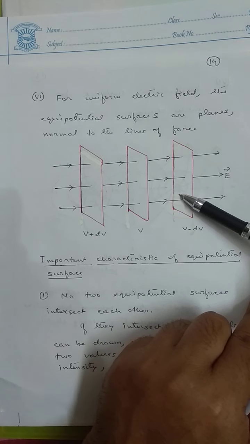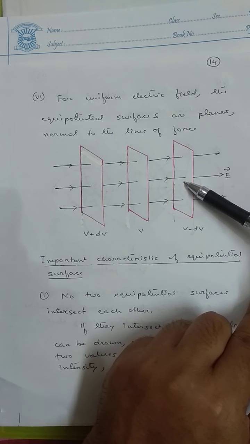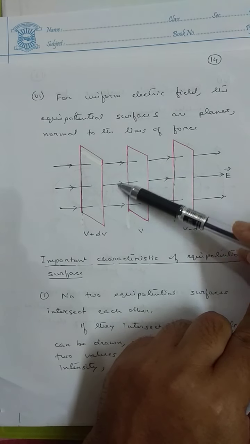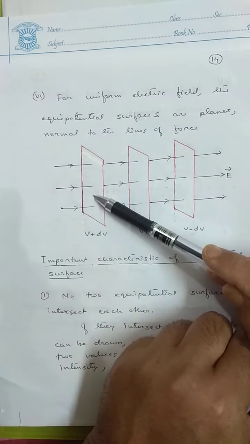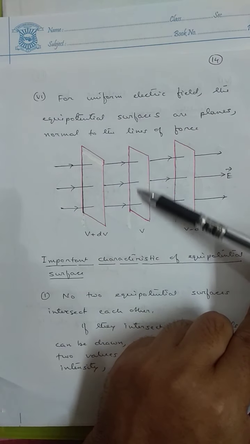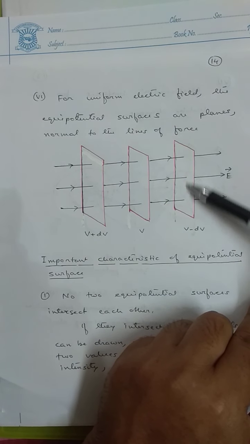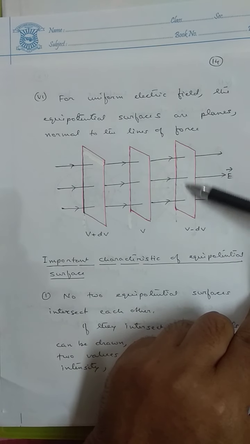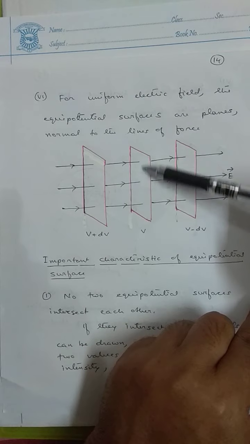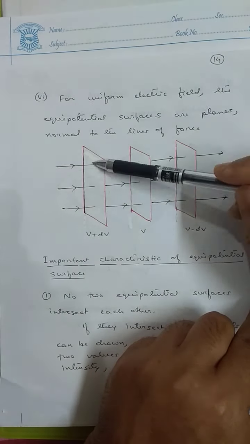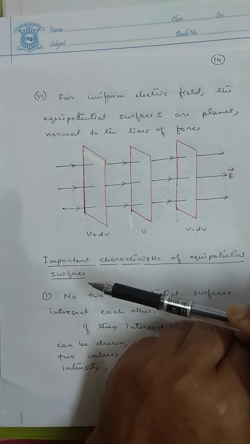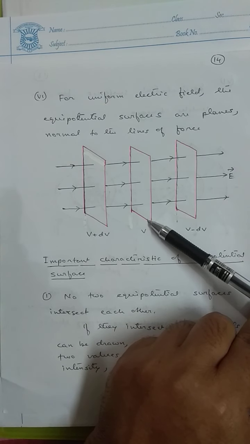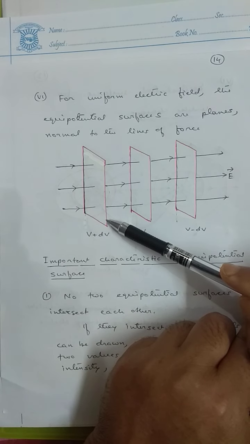That means for a uniform electric field, equipotential surfaces are plane surfaces, and you just see the separation between the surfaces. They are equal. But this is a different equipotential surface, this is a different equipotential surface. If you move the charge on this surface, or on this surface, no work has to be done. But if you want to move the charge from here to here, you have to do the work. Here to here, you have to do the work.